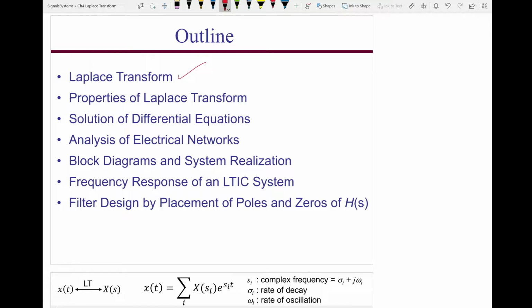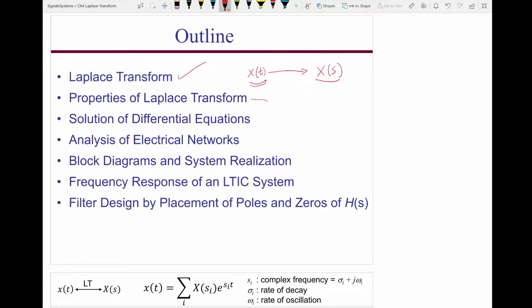Basically, if you have a signal in the time domain, then there is a mathematical technique that will convert it to the frequency domain or the Laplace domain, X of s. Here it tells you about the signal change over time. Here it will tell you the frequency content of the signal.